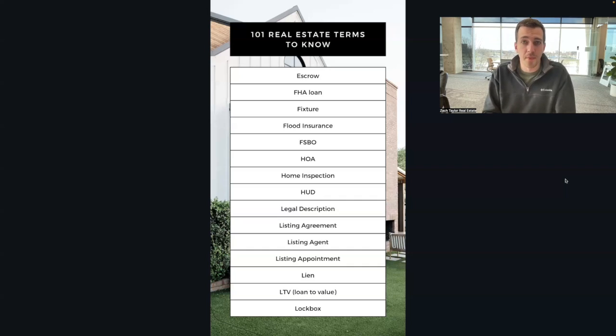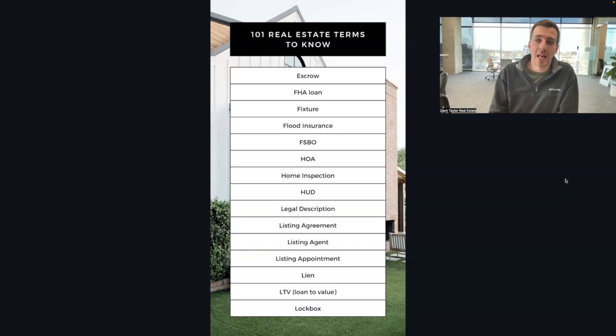Legal description. So this is established by the local municipalities, but it's a key legal description. It's a description of the property that makes it unique and one of a kind. So what describes it? That's what the local municipality establishes, a legal description of the home.